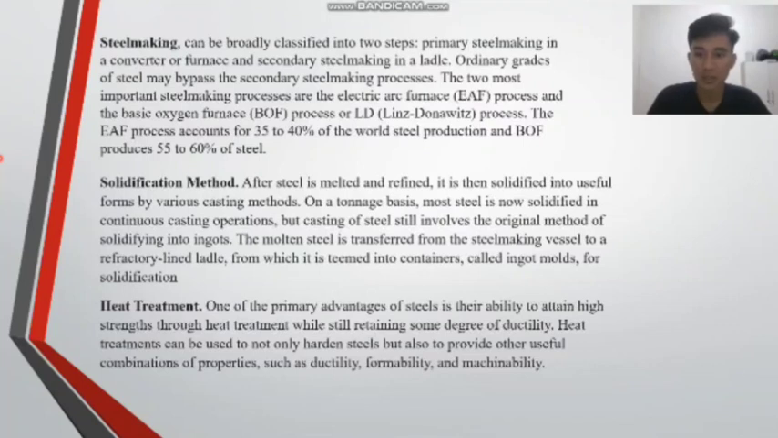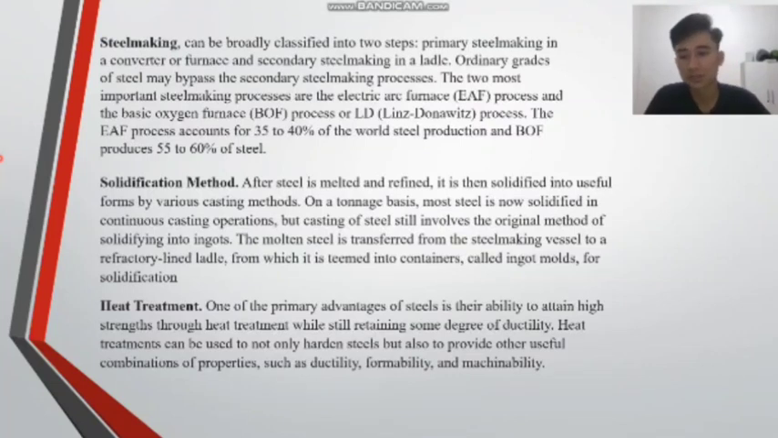Solidification method. After steel is melted and refined, it is then solidified into usable forms by various casting methods. On a tonnage basis, most steel is now solidified in continuous casting operations, but casting of steel still involves the original method of solidifying into ingots. The molten steel is transferred from the steelmaking vessel to a refractory ladle, from which it is teemed into cast-iron molds called ingot molds for solidification.